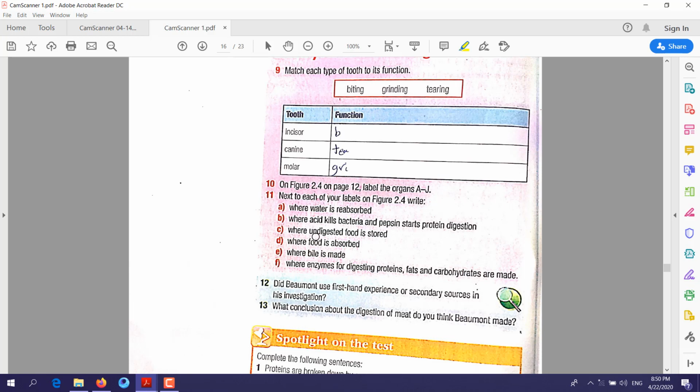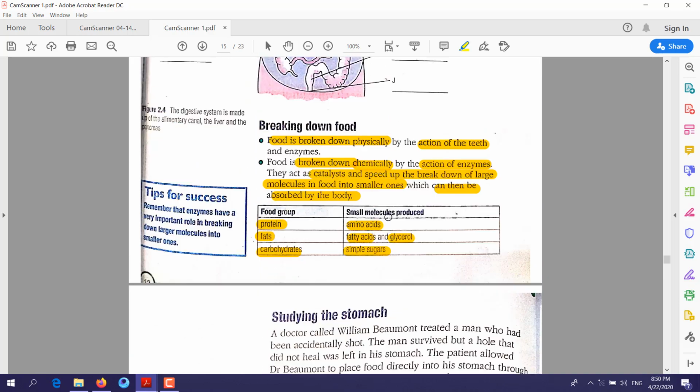And also the questions will be your task. I will solve some of the questions, and the rest you will do by yourself. On figure 2.4 on page 12, label the organs A to J.